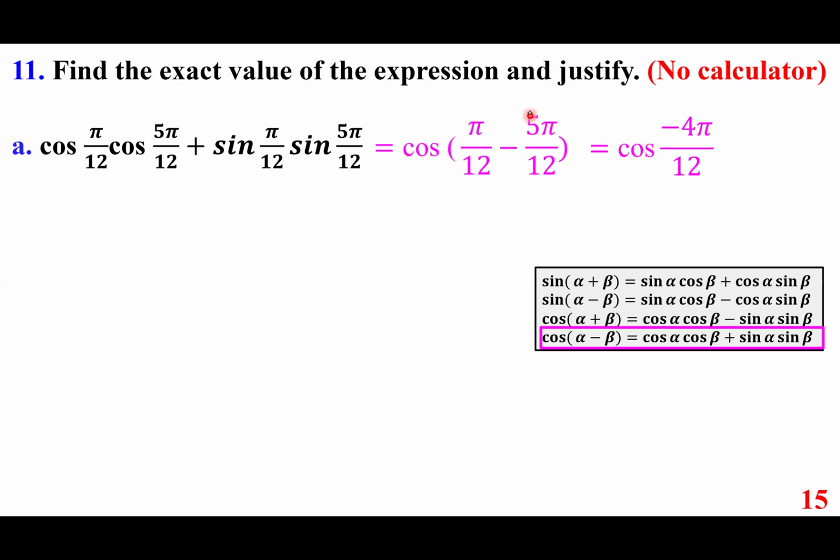Now, please understand cosine is an even function. So cosine of minus x is the same as cosine x. And so this is the same as cosine of pi over 3, which is 1/2.